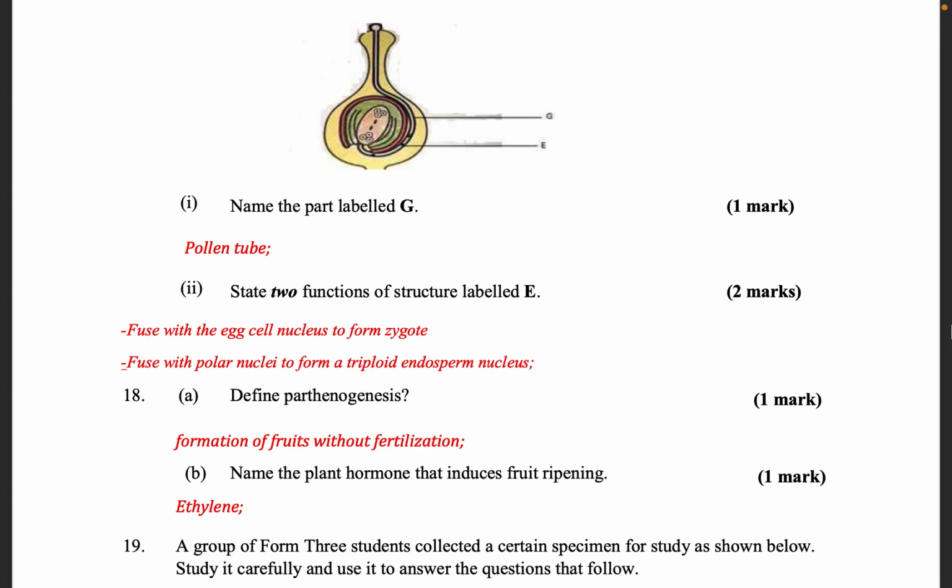Question 18a. Define parthenogenesis. Formation of fruits without fertilization. Name the plant hormone that induces fruit ripening. Ethylene.